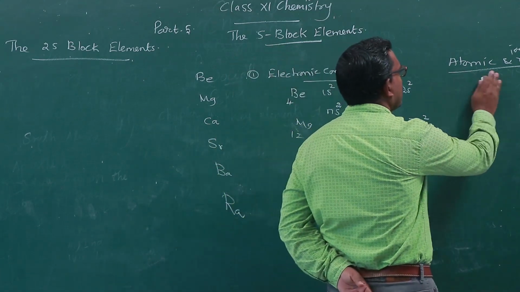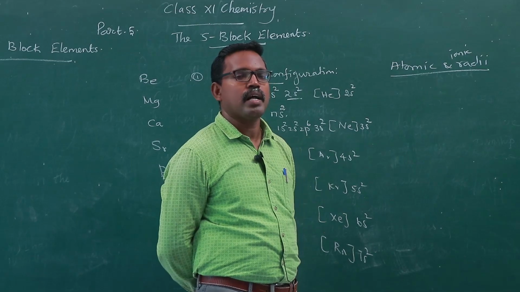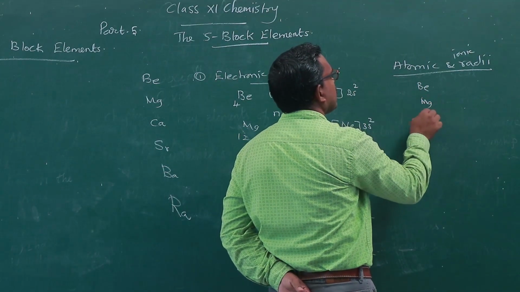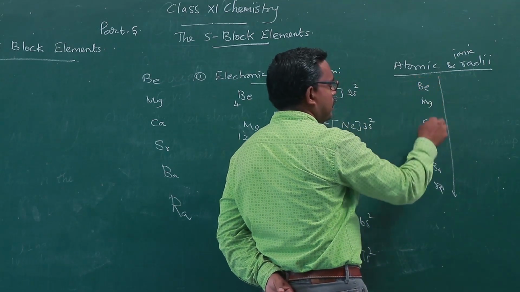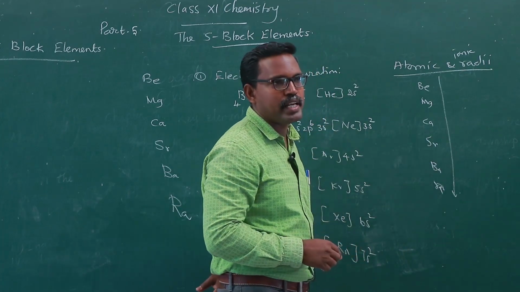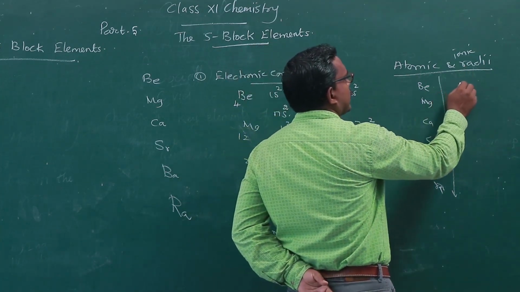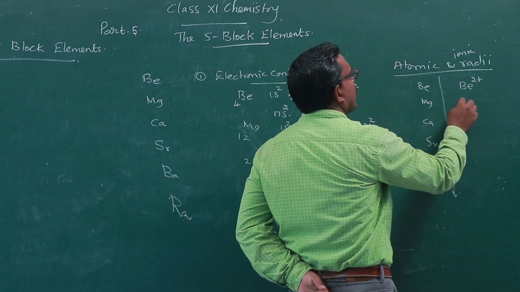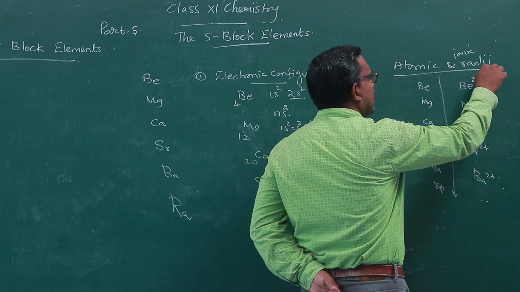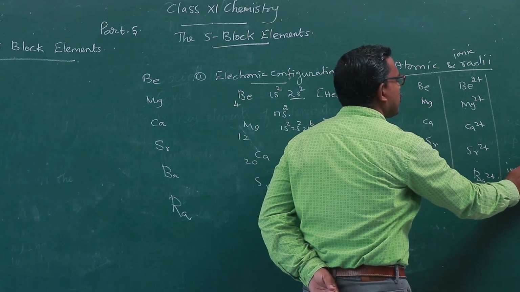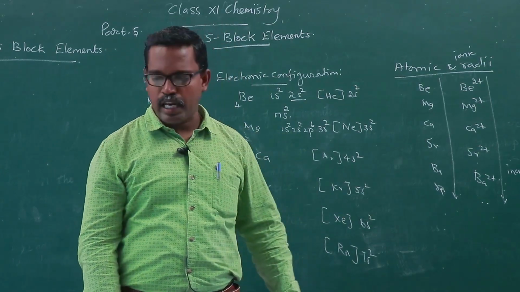So in the same period, the nuclear charge increases. As we move down the group, the size of an atom or ion increases. So for beryllium, magnesium, calcium, strontium, barium and radium, the atomic size shows a regular variation: the size of an atom increases from top to bottom. Then ionic radii: they exist in the +2 oxidation state. So Be2+, Mg2+, Ca2+, Sr2+, Ba2+ and so on. The radii also increase from top to bottom. This is the variation of atomic and ionic radii in the case of alkaline earth metals.